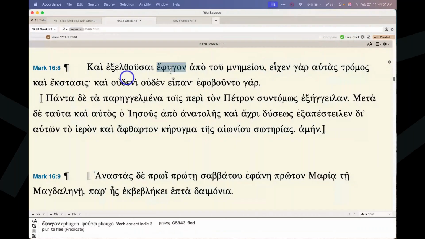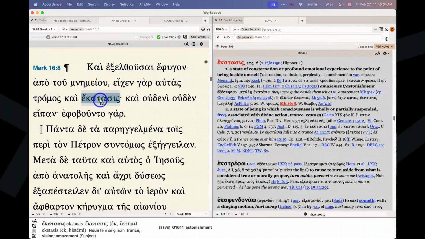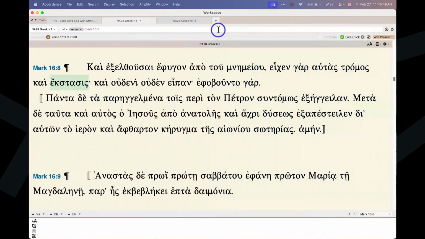But each of these words, a word study, we'll just look at BDAG for now, although it's always good to compare lexicons. For tromos, we get trembling, quivering. For ekstasis, this is the same word that also brings us ecstasy, which is kind of a trance-like meaning, but BDAG notes that when it's with tromos, it kind of qualifies the meaning, constrains it a little bit more. So BDAG gives this as a state of consternation or profound emotional experience to the point of being beside oneself. So again, there are a number of ways you could render this, maybe some creatively, but it's almost like words fall short to really describe how they are. But all Mark has here are words, and that's what we have as translators. So we need some words, but these are words that are, I think, trying to say there's an overwhelming of the system here.